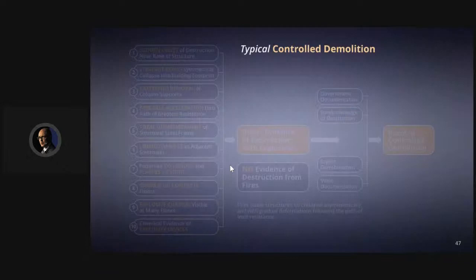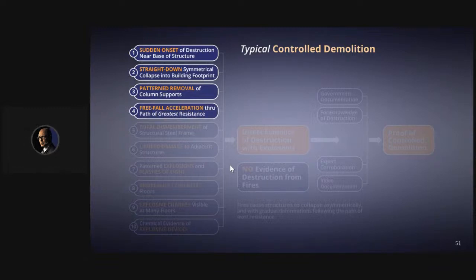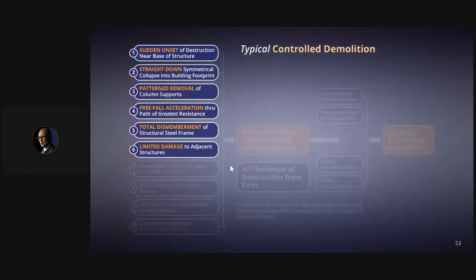Fire doesn't do this to buildings. Let's look at those features. We have a sudden onset of destruction near the base of the structure, a straight down symmetrical collapse into the building's footprint, patterned removal of column supports. That's how we achieve that, resulting in a free fall acceleration straight down through the path of what was the greatest resistance, thousands of tons of structural steel in the building, and also resulting in the total dismemberment of that structural steel frame with limited damage to adjacent structures.